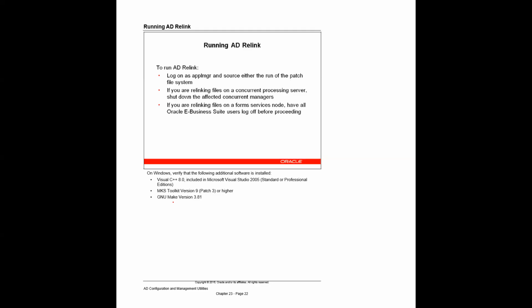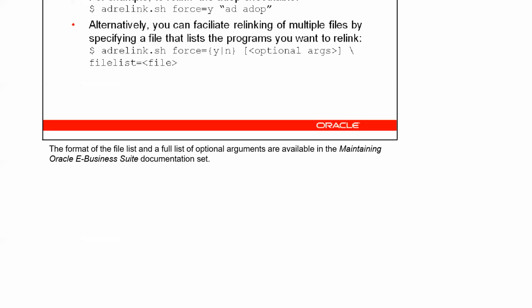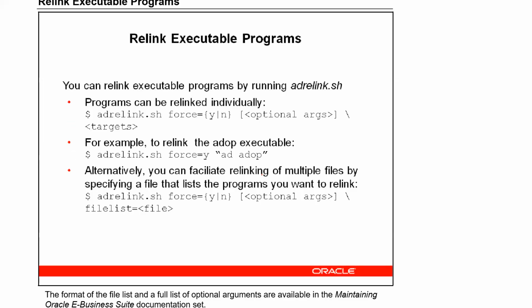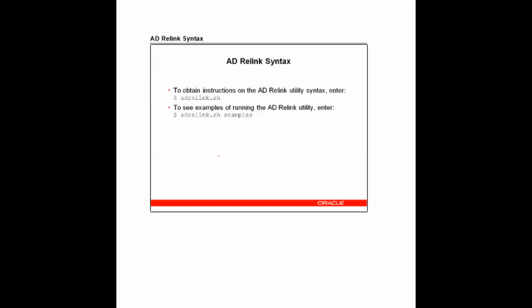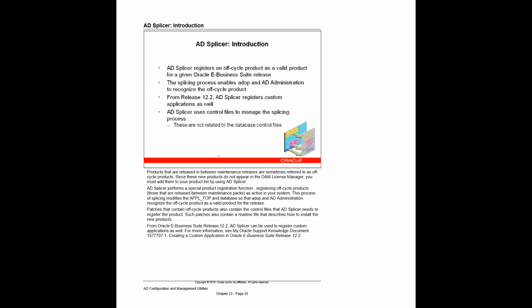How do you run this command? Like this. Suppose you doubt that ADOP is corrupted. Then you have to run adrelink.sh force=y ad ADOP. So this is not for any other product. This is only for AD products only. If the command itself is corrupted, then you have to follow this particular thing. Very rare, but sometimes you may have to run this particular command, or Oracle may ask you to do this. Right.